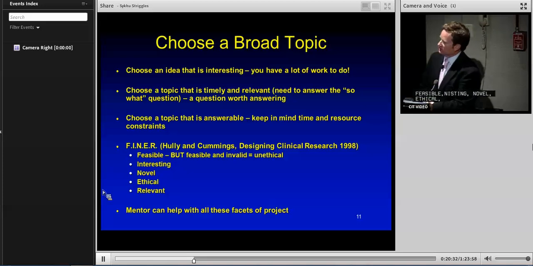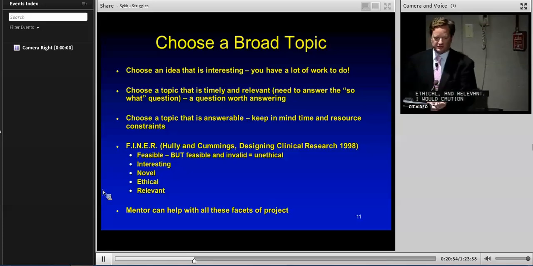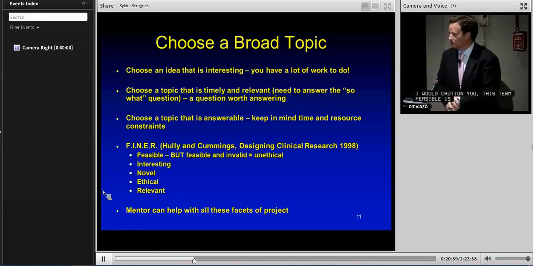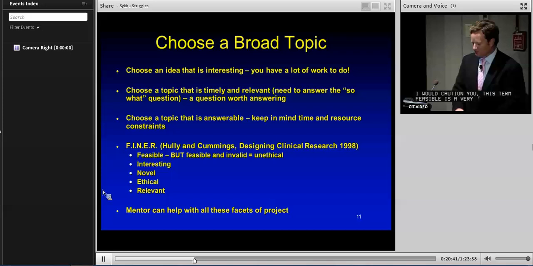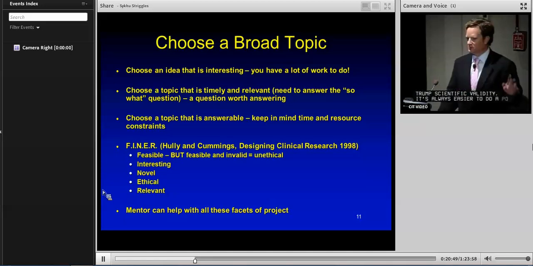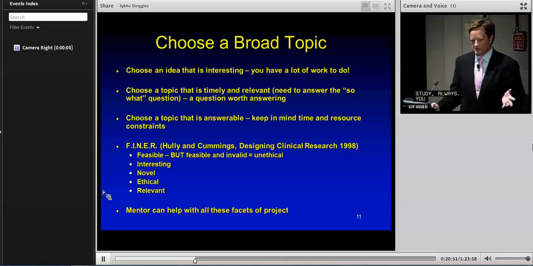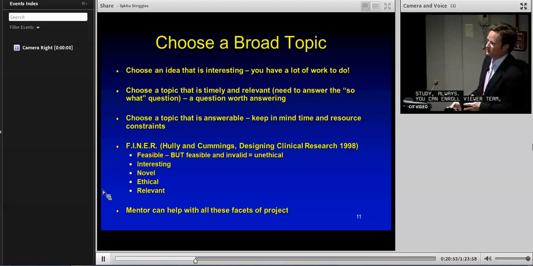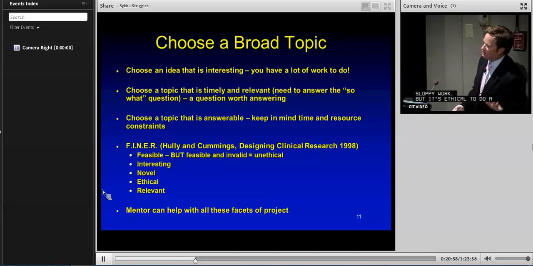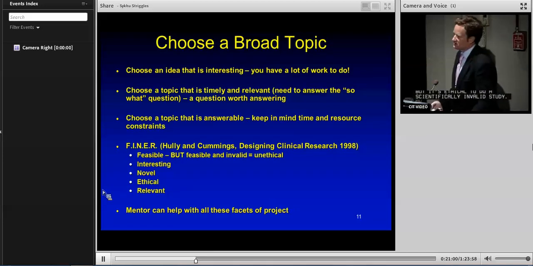I would caution you, though, that this term feasible is a very fungible term. And I have heard this used on more than several occasions to where feasibility has been used to trump scientific validity. It's always easier to do a poor study, always. You can enroll fewer people, do sloppy work, that's always easier to do. But again, it's unethical to do a scientifically invalid study. So remember, when you say feasible, we're talking feasible but scientifically valid at the same time.